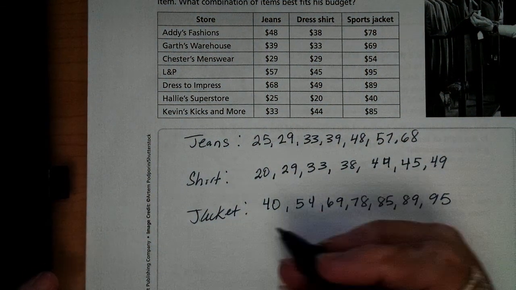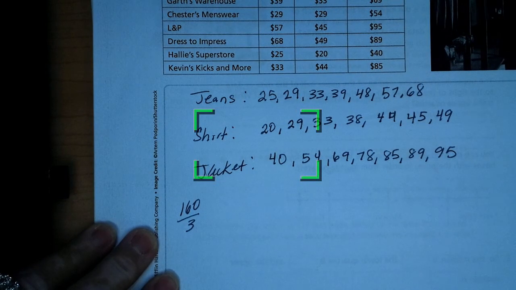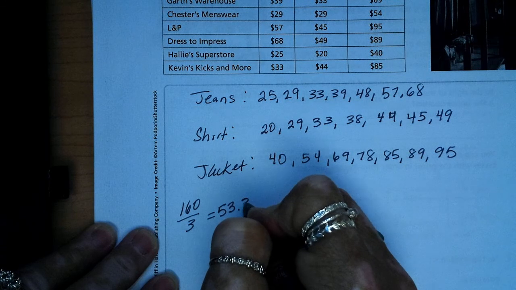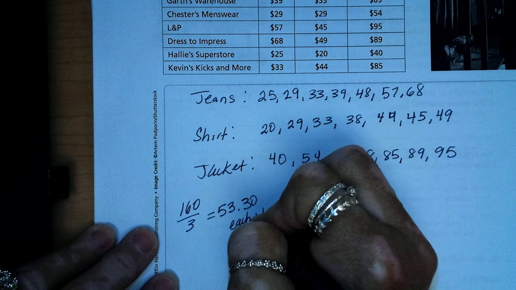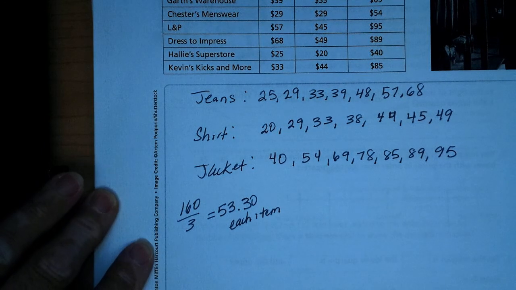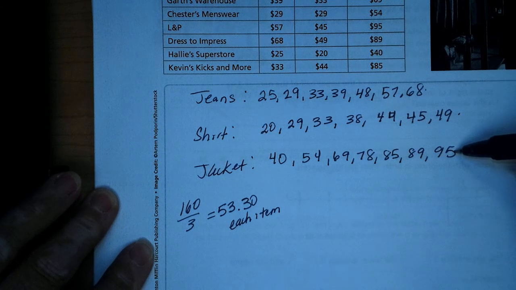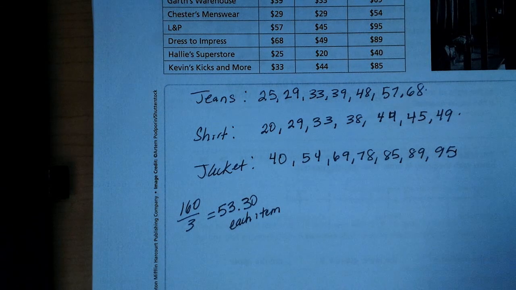So we have $160. And let's say we divide it by 3. So we're going to split it evenly, right? So that means I could spend at least $53.30 on each item if I split the 160 three ways. Okay? So that means I can't buy a $68 jean, a $49 skirt, and a $95 jacket, right? Because if I split them evenly, that's all I have.